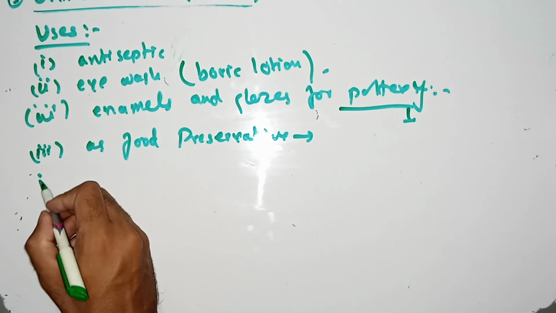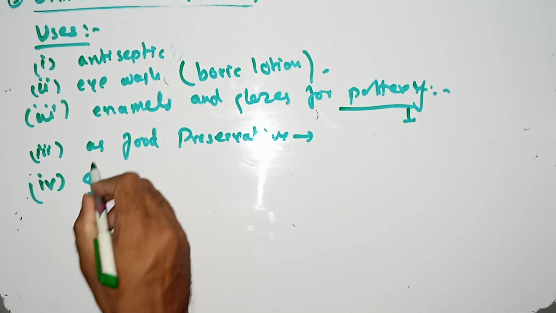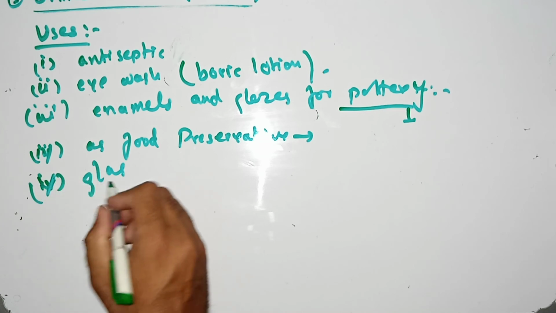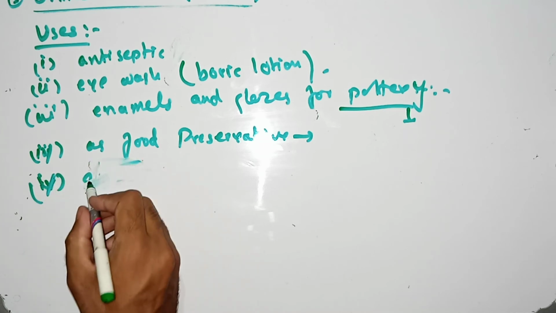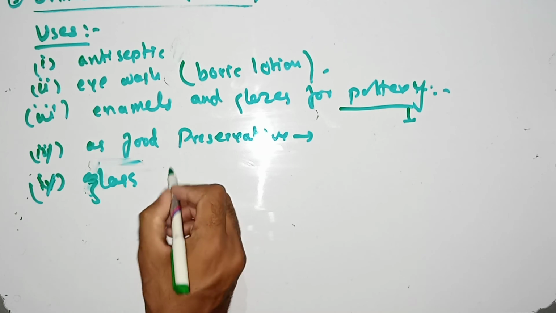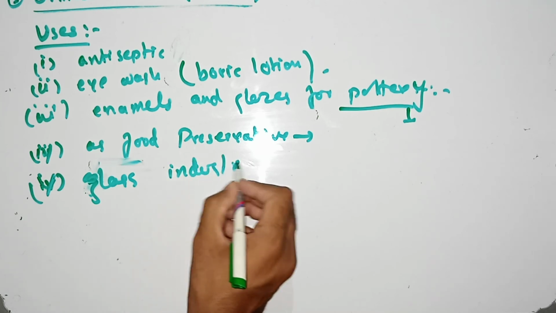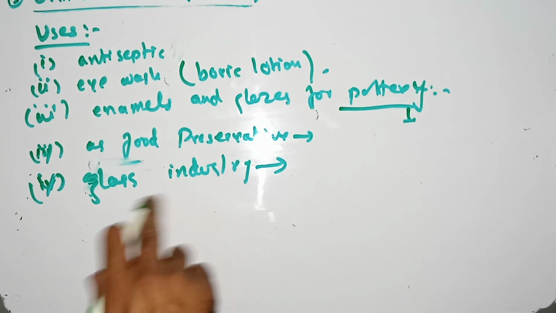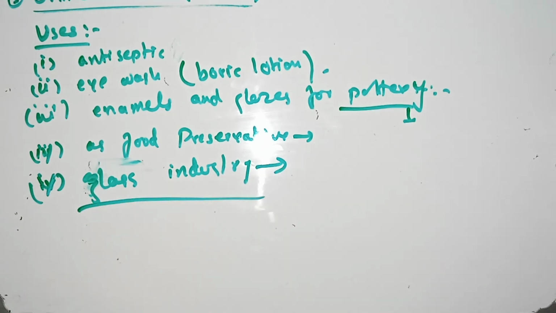It is also used in the glass industry. That is the fifth point. In the glass industry, it is used for various important glasses. So these are the general uses of orthoboric acid.